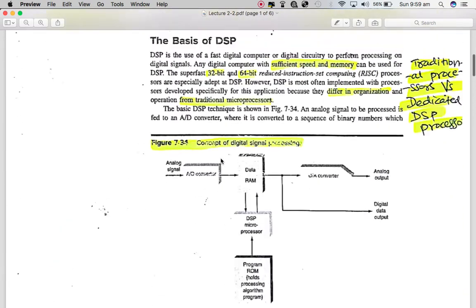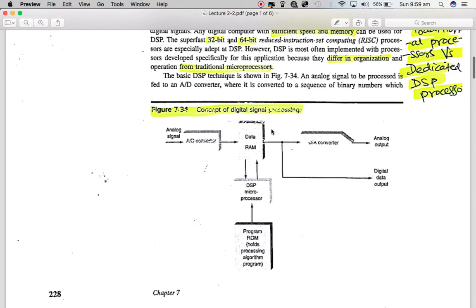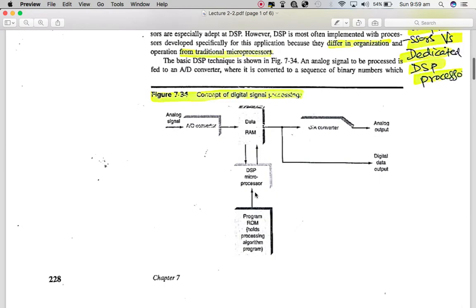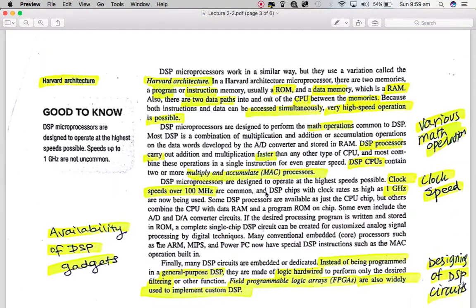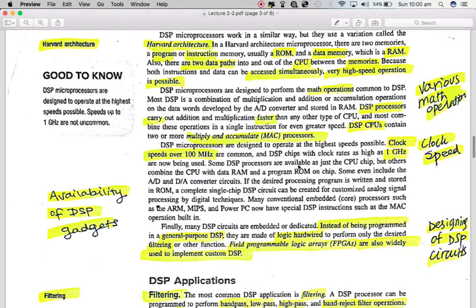As we can see, this is a Harvard kind of architecture in which we have RAM dedicated for data and ROM dedicated for the instructions, and the DSP processor is performing simultaneous operations over here. So as I told earlier, we can perform various kinds of mathematical operations with the DSP. We can have addition, subtraction, multiplication, division, and some kinds of complicated operations.